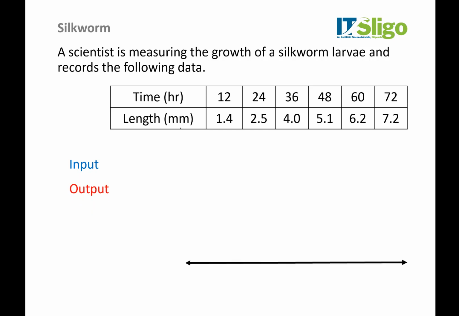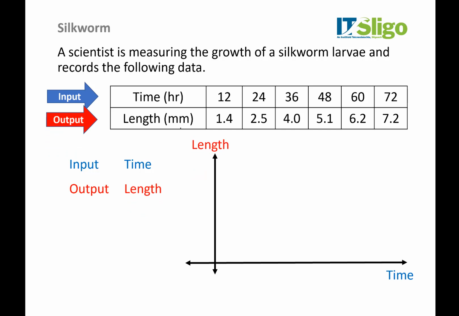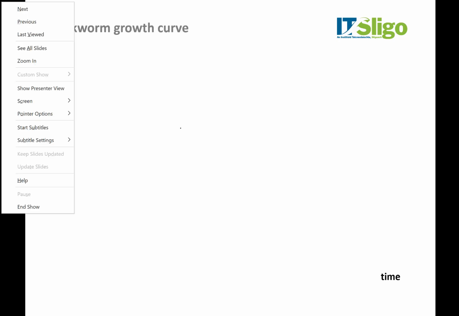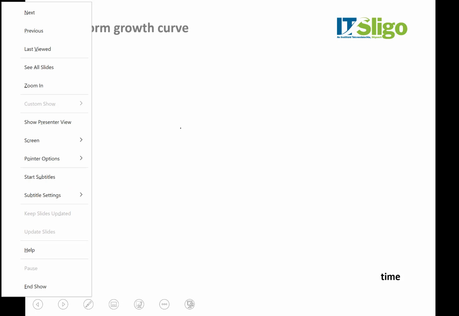So the input, guys, goes on the horizontal axis. The output goes on the vertical axis. Time is our input. Length is the output. So this is how you would set up your graph. These are our coordinates. So we would mark these then. Sorry. Oh, I'm pressing the wrong button there.